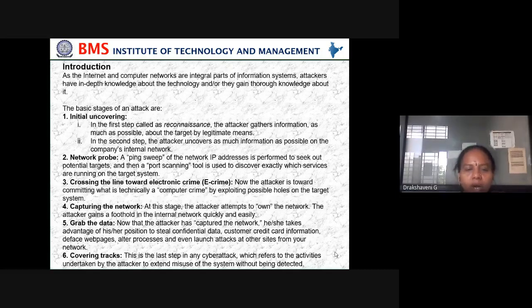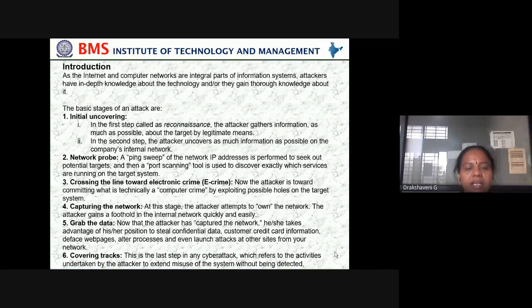Grab the data. Now that the attacker has captured the network, he or she takes advantage of his or her position to steal confidential data, customer credit card information, deface web pages, alter processes, and even launch attacks at other sites from your network. That's what grab the data is.